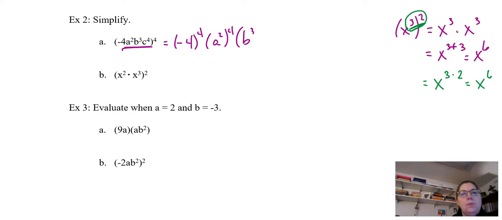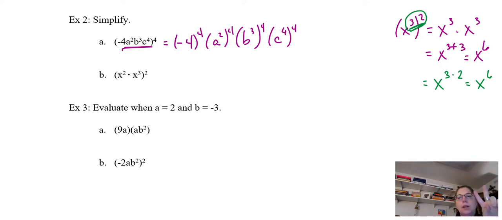a b cubed to the fourth, and a c to the fourth to the fourth. The negative 4 to the fourth, we would just grab our calculator and figure out what negative 4 to the fourth power is. So it's 256. And a negative multiplied 4 times.